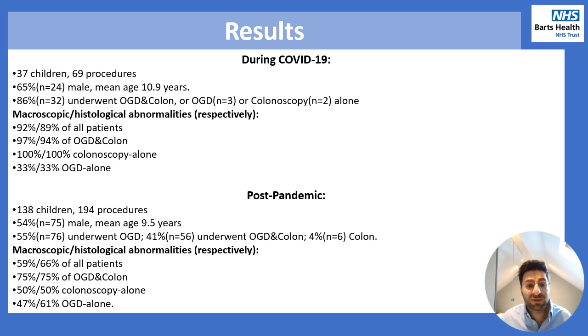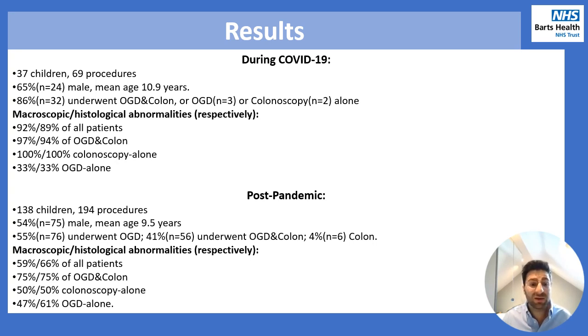The vast majority of children, 86%, underwent both OGD and colonoscopy, and very small numbers underwent OGD alone or colonoscopy alone. Now, the rates of macroscopic and histological abnormalities were significantly high. 92% of all patients had macroscopic abnormalities and 89% of all patients had histological abnormalities.